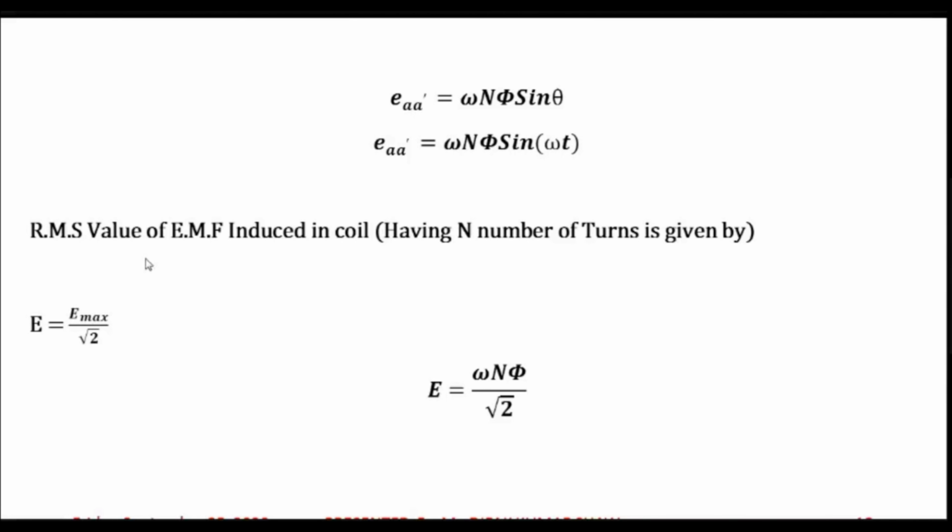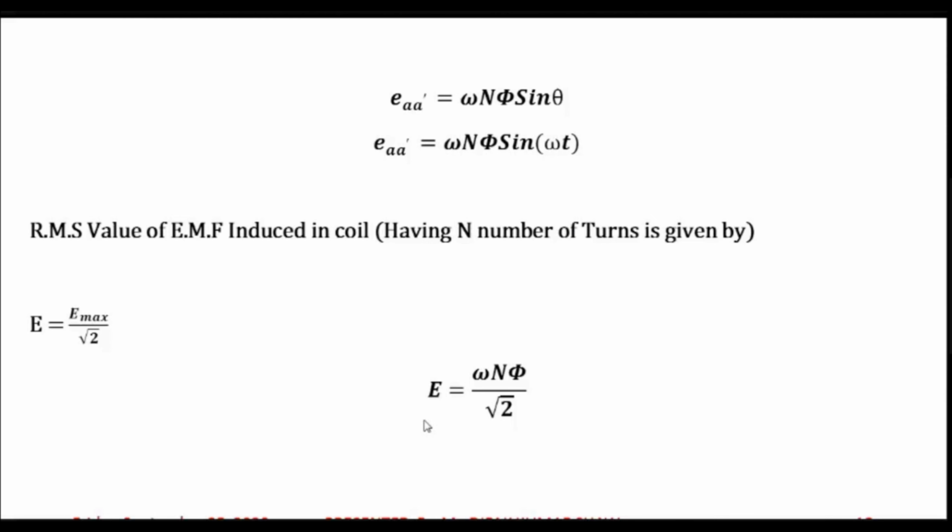Now, if you want to find the RMS value of the induced EMF, you simply divide the maximum value by root 2. So what is the maximum value? Omega n phi, because the maximum value of sine omega t can be 1. So we divide the maximum value omega n phi by root 2, and we get the RMS value. So this is the RMS value.